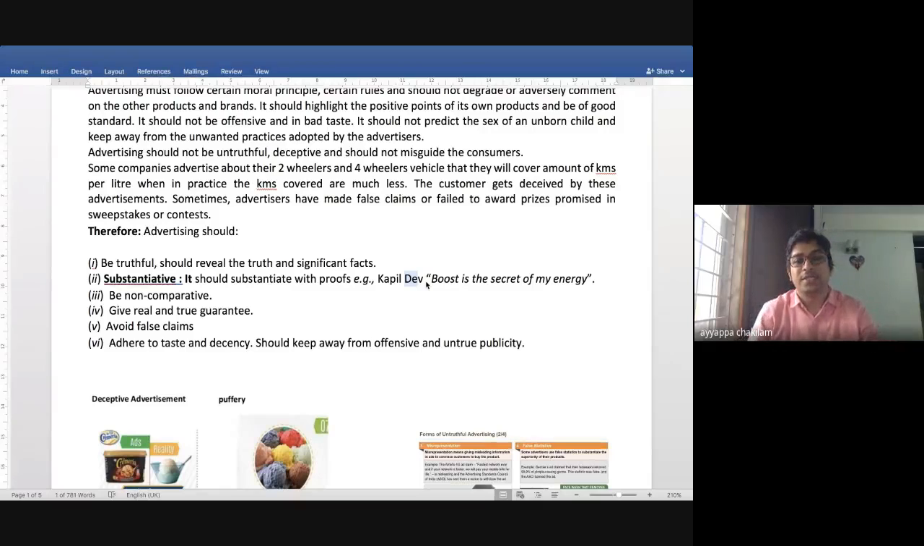When Virat Kohli says, "Boost is the secret of my energy," it should really substantiate. How can you substantiate that Boost really gives them energy? Anyone? How can the advertiser give a proof that Boost really gives them energy? Yes, please.